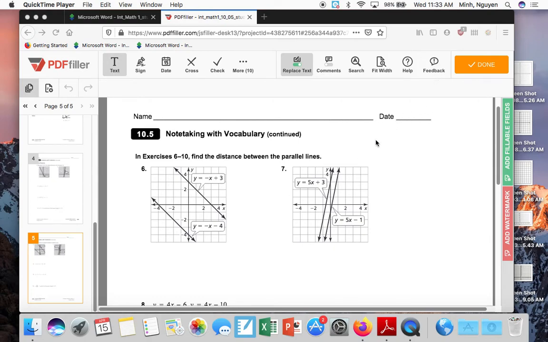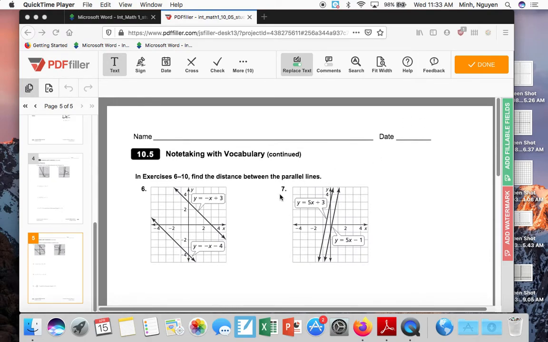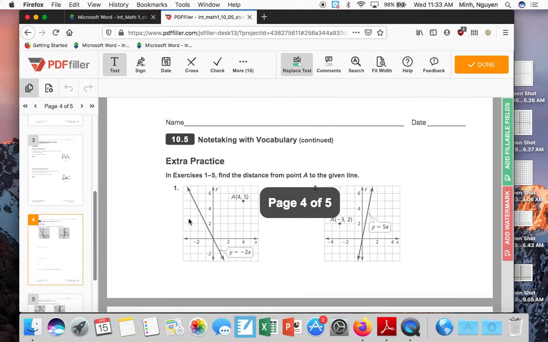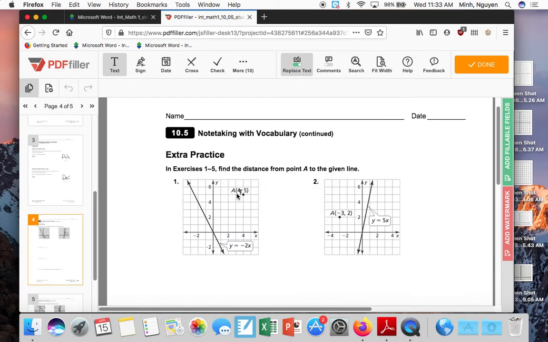Hey guys, so this is the part that I kind of left off. This is the second part. So in the last one, we did finding the distance from any point to a given line.